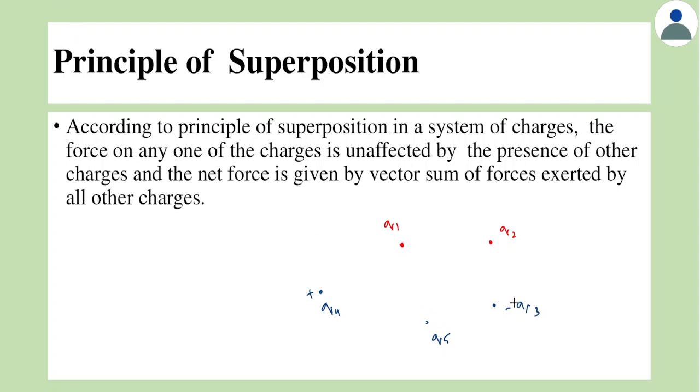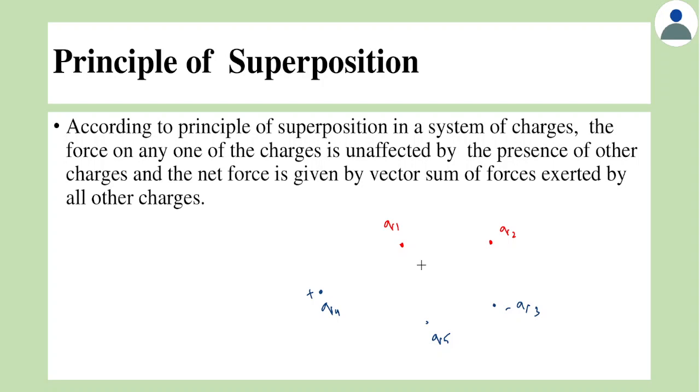Suppose you want to find the force on this charge alone. In that case, the remaining charges, which are Q1, minus Q3, Q5 and Q4, all of these charges will exert a force on this charge Q2, and the resultant force is obtained by adding all the forces by vector addition. So that principle is called the principle of superposition.